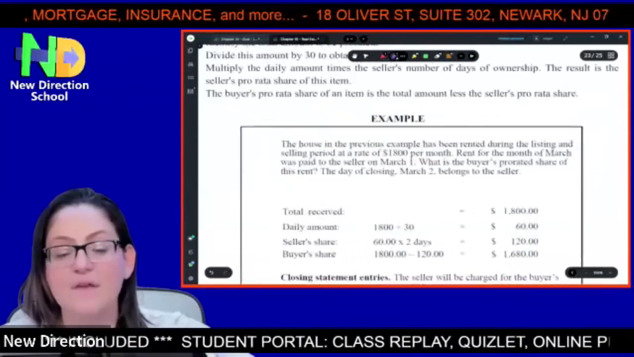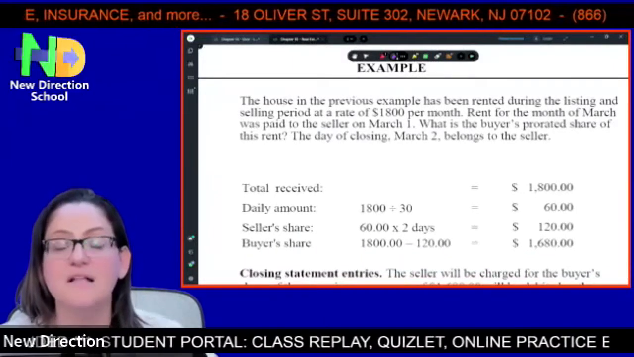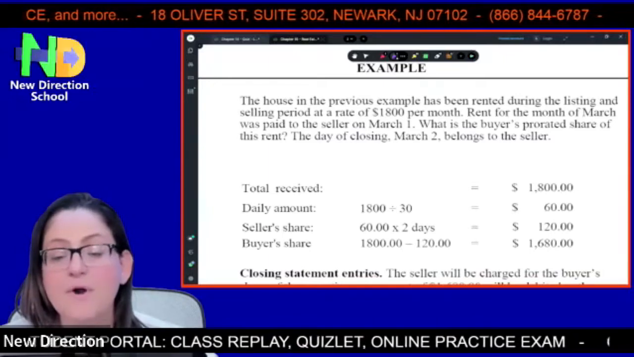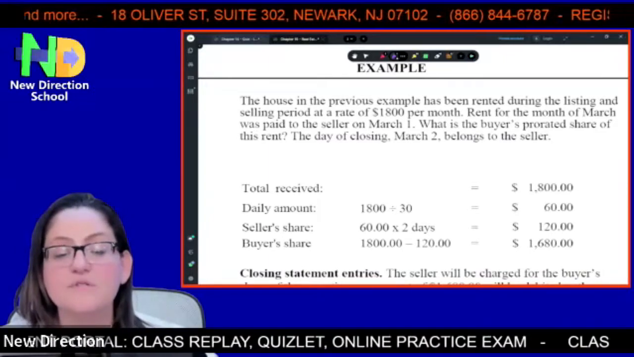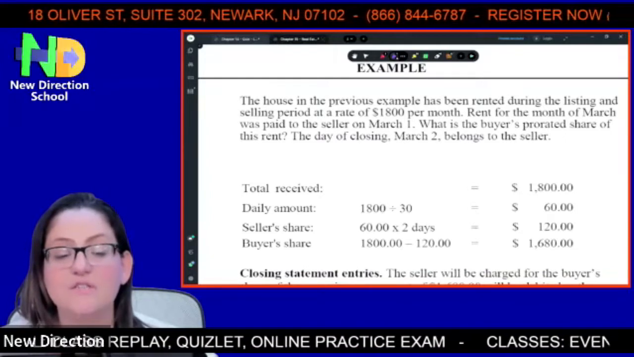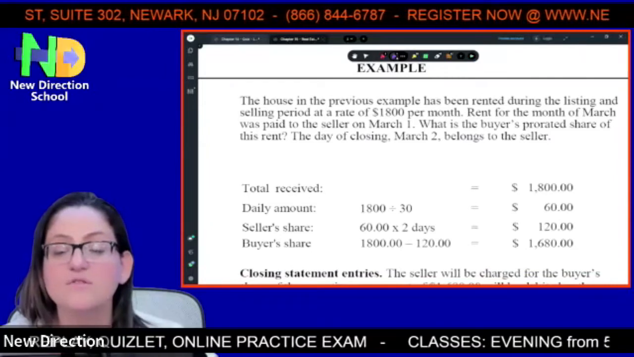So we have here, it says the house in the previous example has been rented during the listing and selling period at a rate of $1,800 per month. Rent for the month of March was paid to the seller on March 1st. What is the buyer's prorated share of this rent? The day of closing, March 2nd, belongs to the seller.